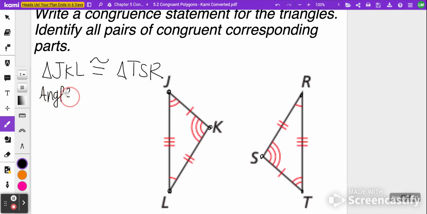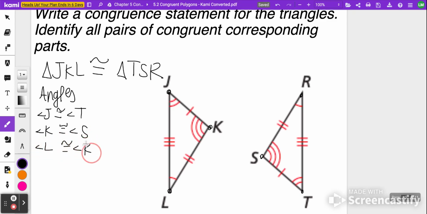Let's start with angles. Angle J is corresponding to, or congruent to, angle T because they both have 2 tick marks within them. Angle K is congruent to, or corresponding to, angle S because they both have 3 arcs in there. And then angle L is congruent to, or corresponds to, angle R.